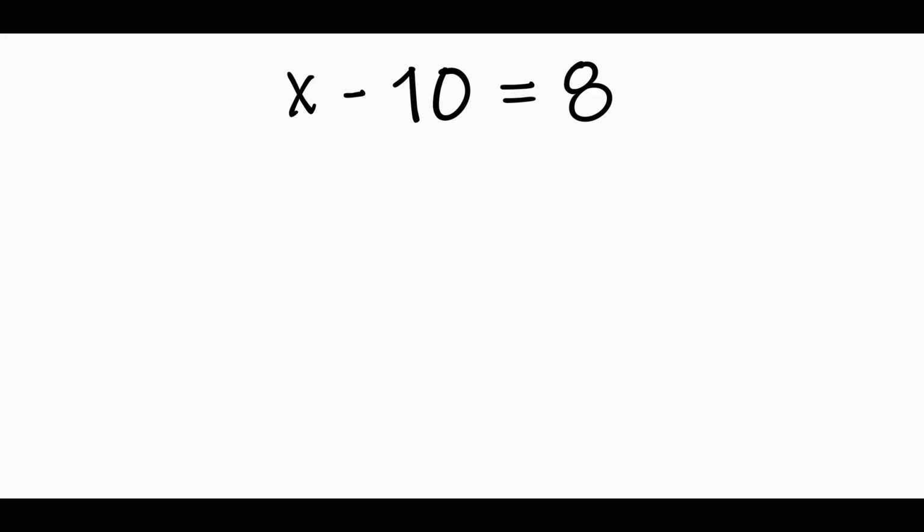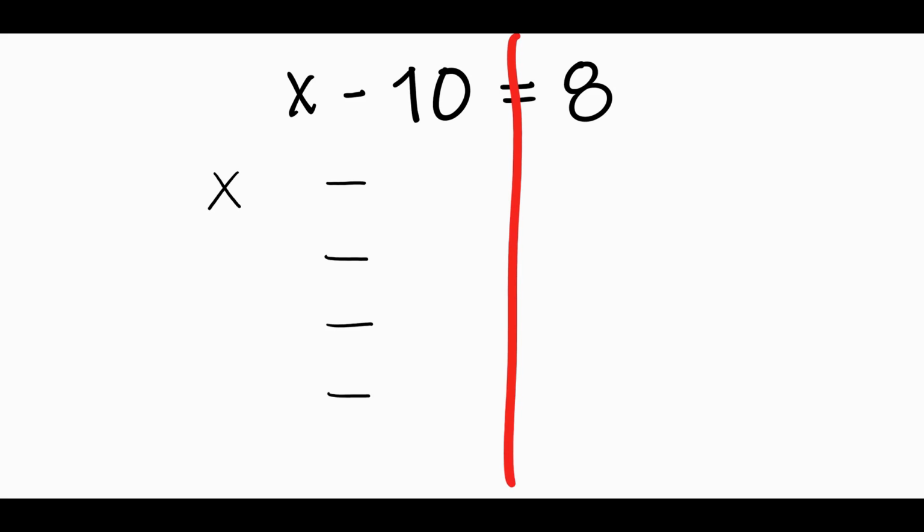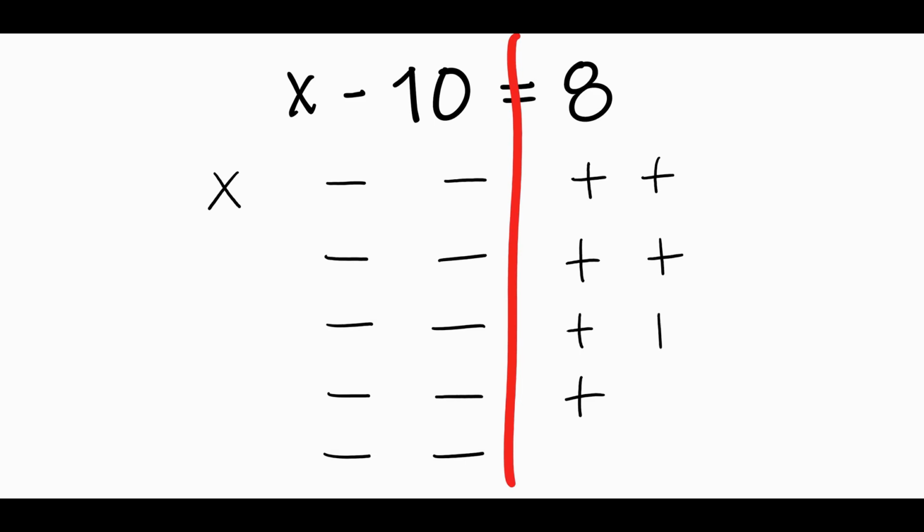All right, so now we have x minus 10 equals 8. So if I were to draw the line down the center, I want to first represent this problem visually. So on this side I have an x, and then I have 10 negatives. And on the right side, I have 8 positives. And it makes a big difference whether they are positive or negative. So that's why I drew the different symbols.